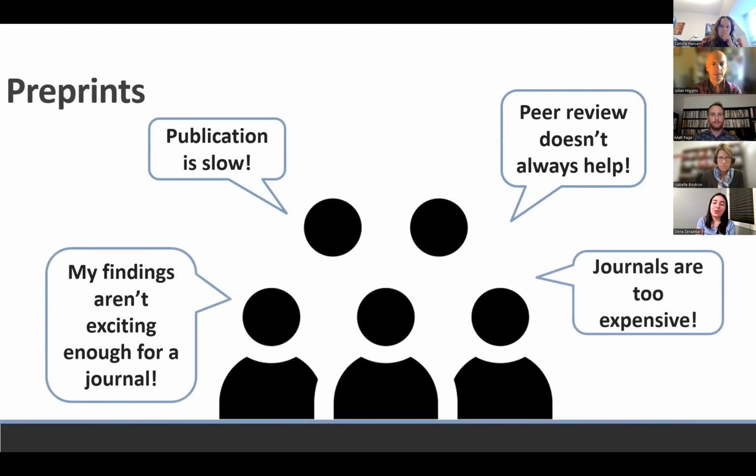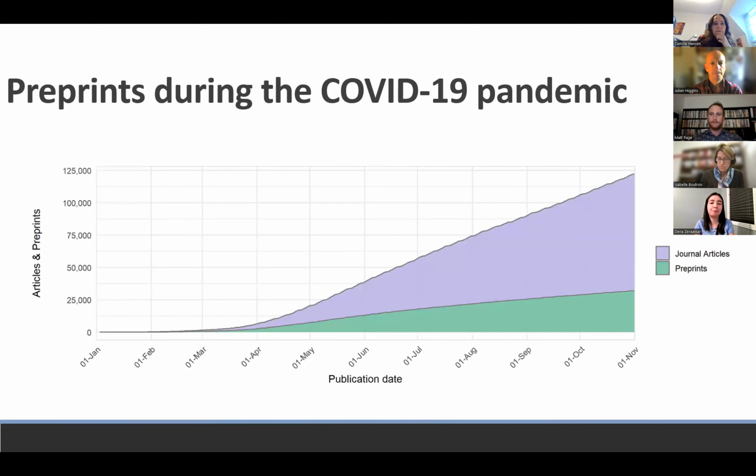Researchers and evidence users have raised concerns that the traditional publication model is slow, peer review may not always improve the quality of manuscripts, journals impede dissemination due to paywalls and high publication fees, and that they encourage publication bias by prioritizing statistically significant or anomalous findings. And these are all issues that preprints may theoretically avoid.